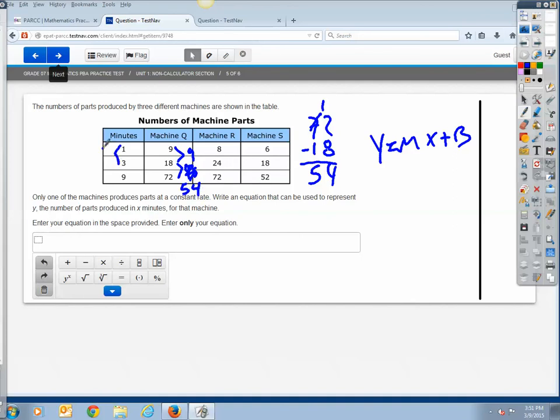The difference here is 2. The difference here is 6. So 54 divided by 6 is 9. 9 divided by 2 is not 9. So that is not a linear relationship. It does not have a constant rate of change.